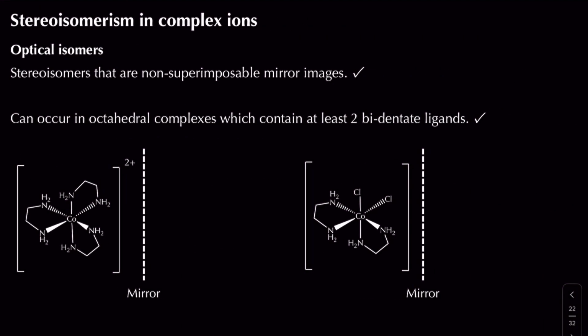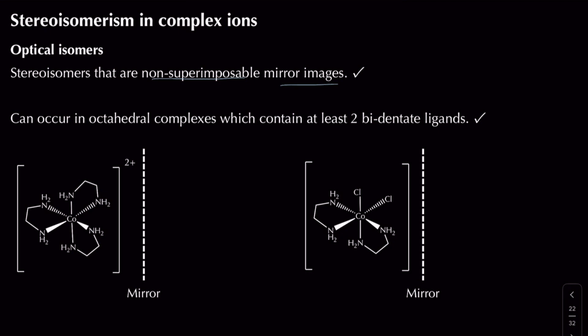Moving on, our second type of stereoisomerism is optical isomers. Optical isomers are stereoisomers that are non-superimposable mirror images of each other. With a mirror image, all we're doing is taking an isomer and reflecting it, just as you would in a mirror. When we say non-superimposable, we mean if I grabbed one of these isomers and stuck it on top of another, would I end up with the same thing? The answer is no.